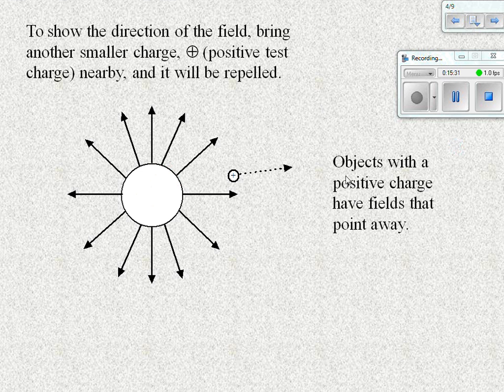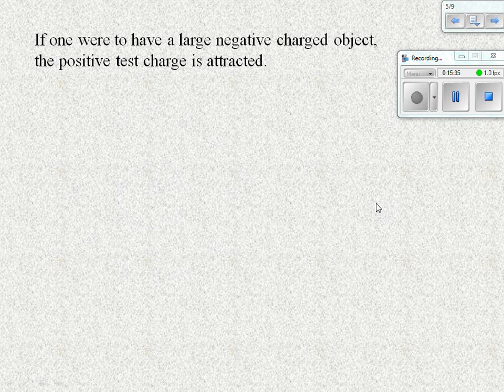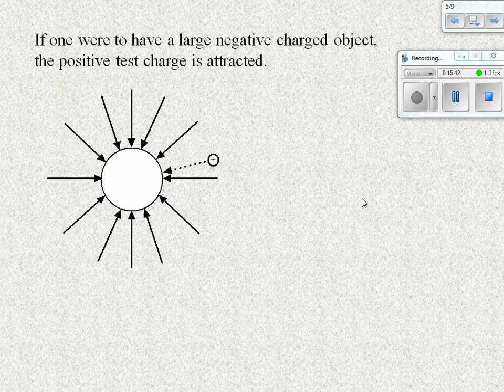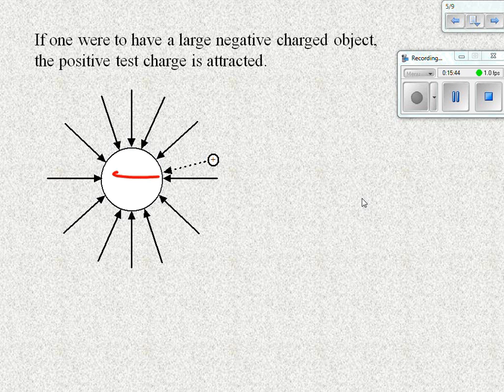Okay. Object with a positive charge, the field's pointing away. If one were to have a large negatively charged object, then the positive test charge is attracted to it. The field lines go in. What happens when it touches the middle? Well, then it would just stick there, right? Because it would be attracted.